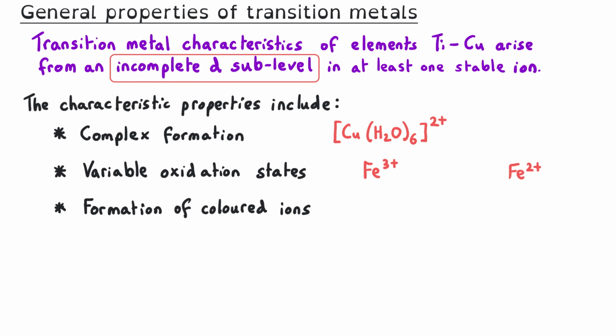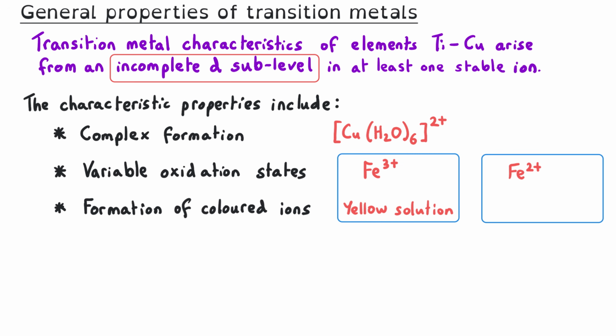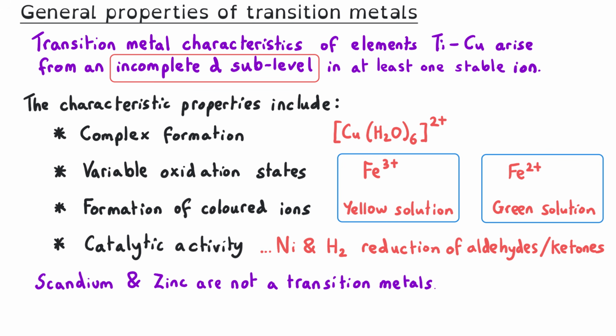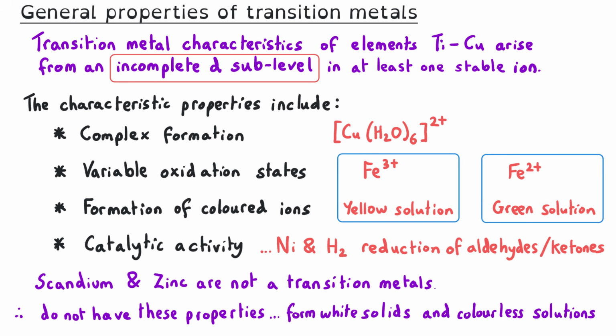Transition metals can form coloured ions. For example, iron 3+ forms a yellow solution and iron 2+ forms a green solution. Transition metals also display catalytic activity. For example, nickel is the catalyst when hydrogen is used in the reduction of aldehydes and ketones. Since scandium and zinc do not form stable ions with an incomplete d sublevel, they are not transition metals, and so they do not have these properties.